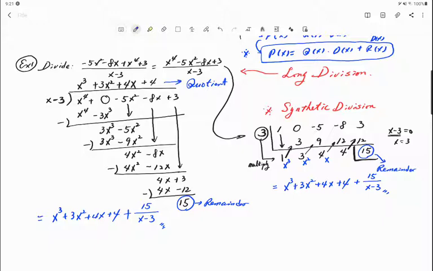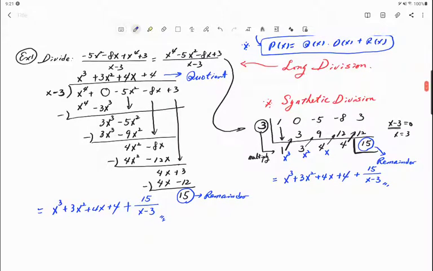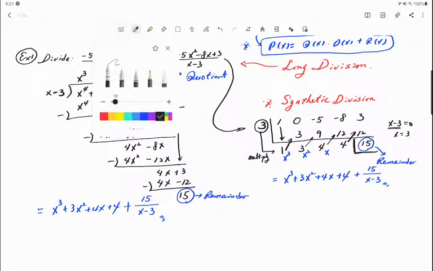Same answer using the quotient and the synthetic division, using the long division method and the synthetic division method. So we got the same answer. Okay, let's try more. Let's try more examples.